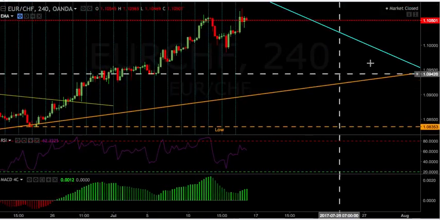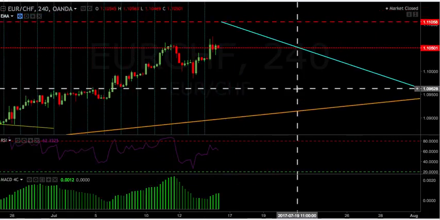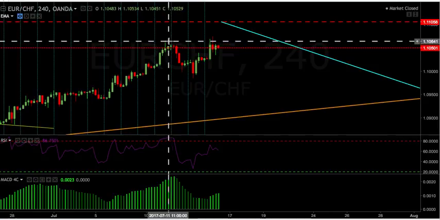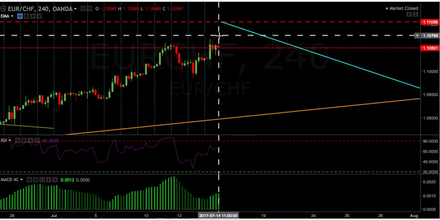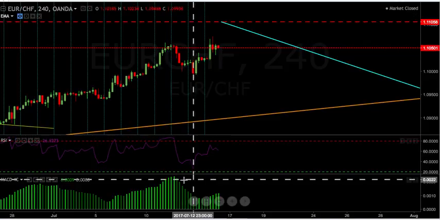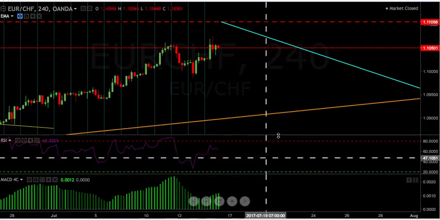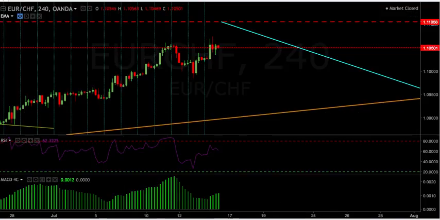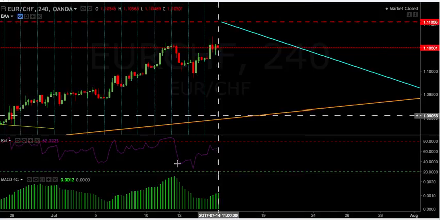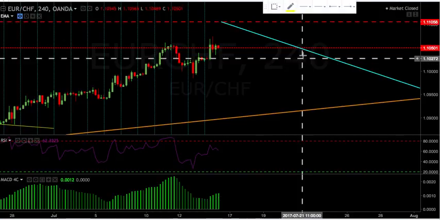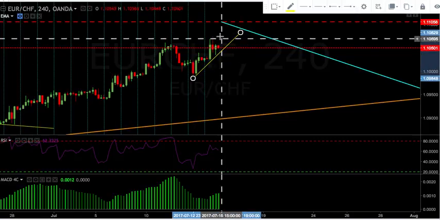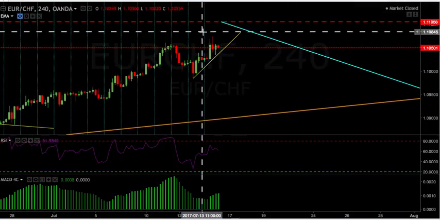Okay, the 4-hour gives us a little clearer picture. We can see here that price topped out here, and even though this price is higher, this gives us a double divergence. We have RSI divergence and a MACD divergence. You can draw a pattern here, but it's not really necessary. What you could do is just draw a trend line here to give you an indication, kind of a signal where you're looking for price to move to.